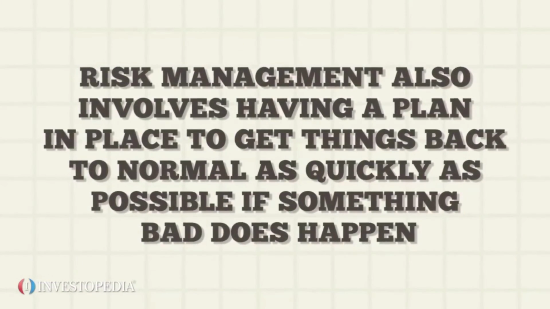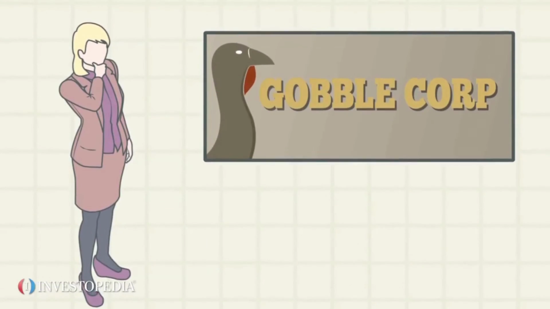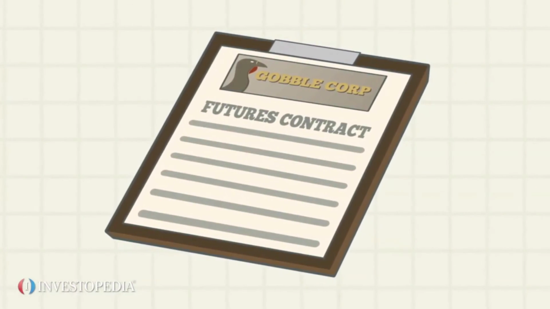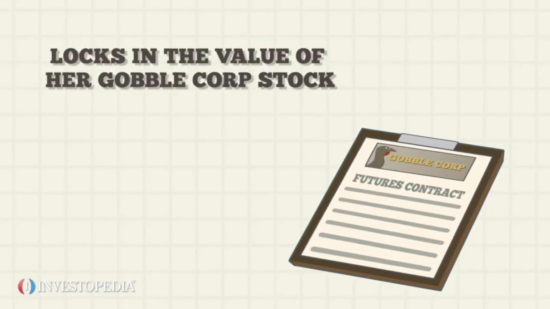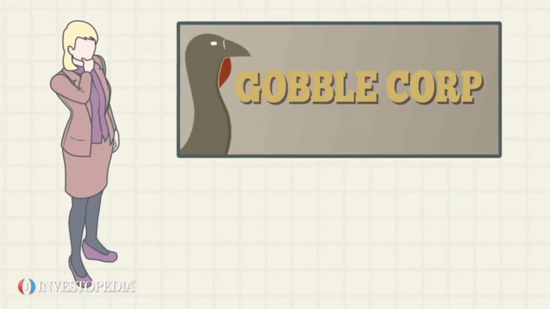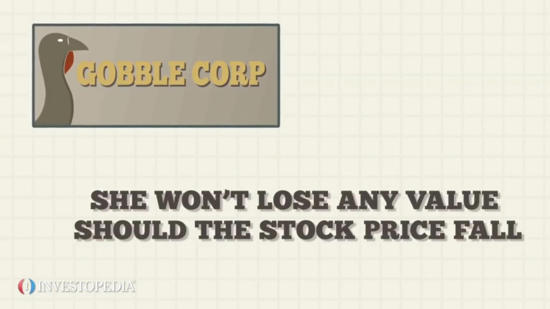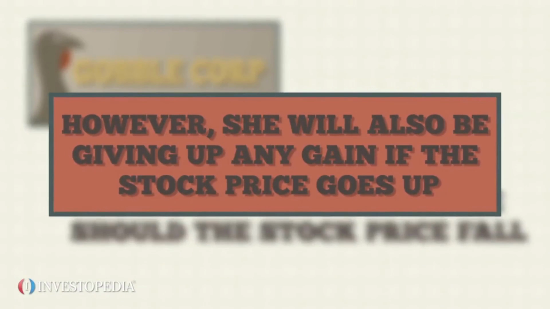Marcy holds a high number of stock for Gobble Corp, GC, and wants to protect her investment from taking a loss. One option is for Marcy to enter into a futures contract that locks in the value of her Gobble Corp stock. This way, Marcy is able to manage the downside risk of Gobble Corp's stock value by making sure she won't lose any value should the stock price fall. However, she will also be giving up any gain if the stock price goes up.